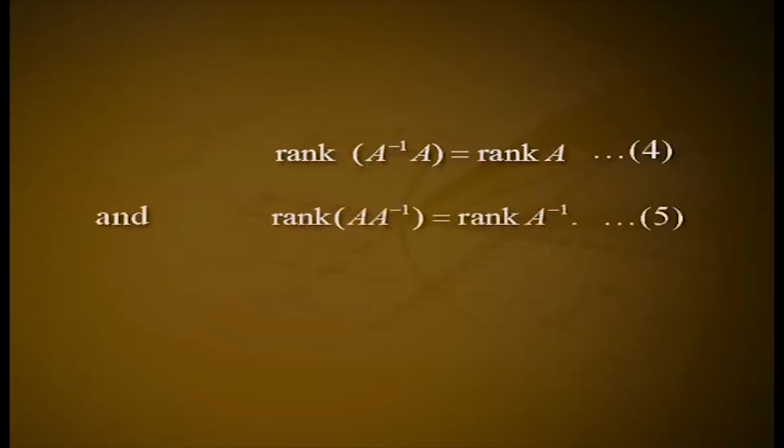Solution. Let A be a non-singular matrix. Then A inverse, the inverse of A, will also be a non-singular matrix. Since the rank of a matrix is unaltered by pre-multiplying it by a non-singular matrix, we obtain rank of A⁻¹A is equal to rank of A, equation number 4, and rank of A⁻¹A is equal to rank of A⁻¹, equation 5.